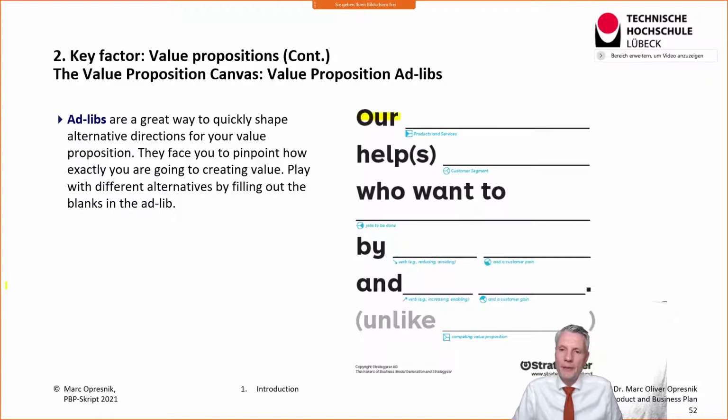Then you list the products and services you want to describe. So, for example, our electronic hoverboard or whatever helps this customer segment who want to, and then you have the job to be done listed here, by, and then for example you say by reducing, avoiding whatever, and adding a customer pain point you want to reduce, and for example increase, and you add a customer gain point. And in brackets, you can also write unlike, I don't know, company XYZ is doing. That has proven to be very, very useful to come out with a compelling CVP in the end, after you matched the customer segments and the value proposition.